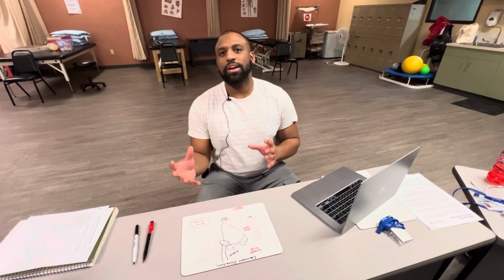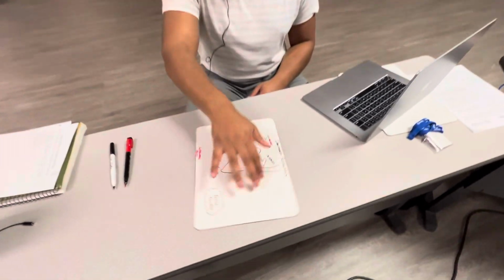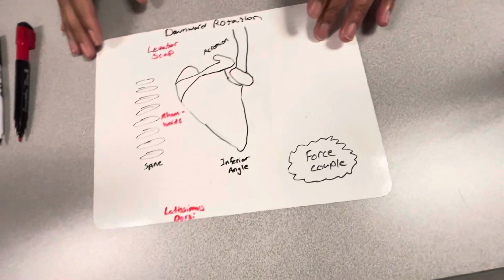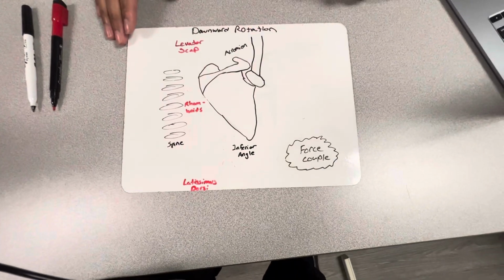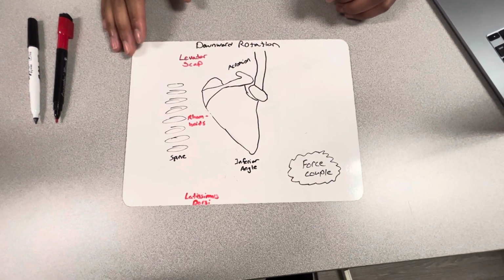Brad SPTA here, and today we're going to be looking at the shoulder girdle, specifically focusing on downward rotation and depression of the scapula, and what it looks like for body mechanics when your scapula depresses. First, we're going to be looking at downward rotation.